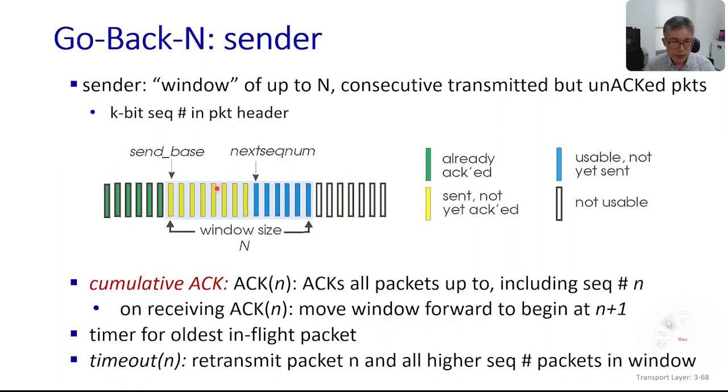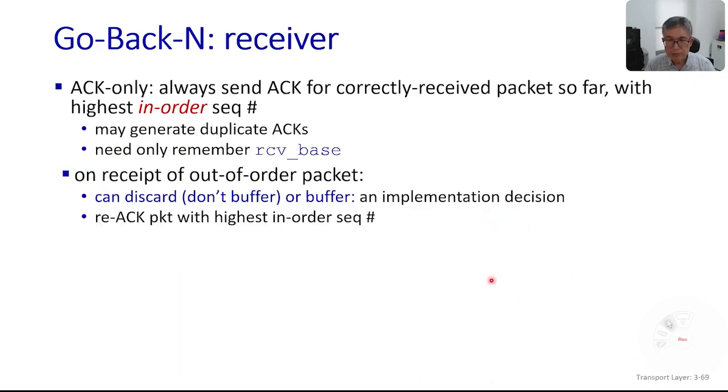So if some packet is acknowledged, the moving window moves, and the sender base is moved to this one because this one is acknowledged, okay? On timeout of packet N, retransmit all from N. If this sender base packet times out, for example, then this packet and any higher packets sent but not yet acknowledged are transmitted again, okay?